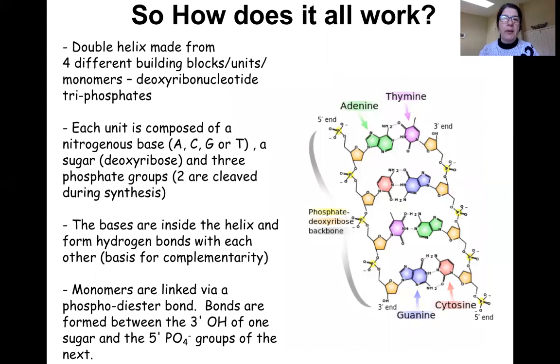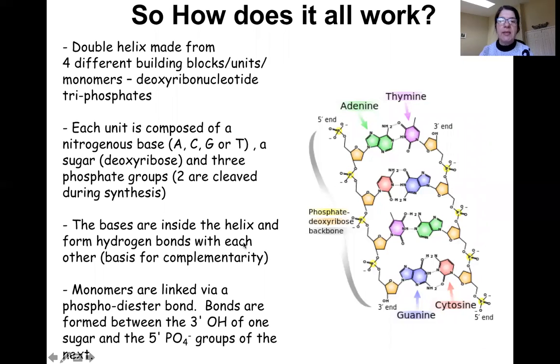So how does it all work? Well, the double helix is really made from 4 different building blocks or monomers. They're called deoxyribonucleotide triphosphates, or dNTPs. Okay, so each unit is composed of a nitrogenous base, A, C, G, or T, a sugar, which in this case is deoxyribose, and 3 phosphate groups. 2 of the phosphate groups are removed.